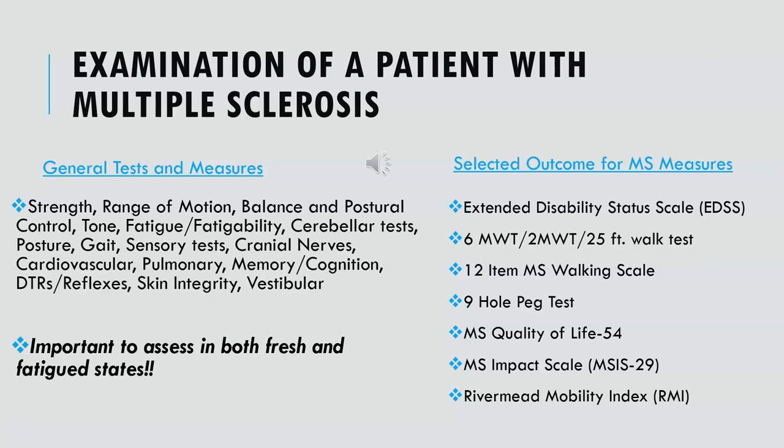I have listed here a good chunk of the tested measures that you would do with this patient population, but this certainly is not an all-inclusive list. On the right side of your slide are selected outcome measures that are recommended for patients with MS, and we've talked about the majority of these already, but we will go into detail in this lab as it pertains to the 12-item MS walking scale, the 9-hole peg test, and the Rivermead Functional Mobility Index.